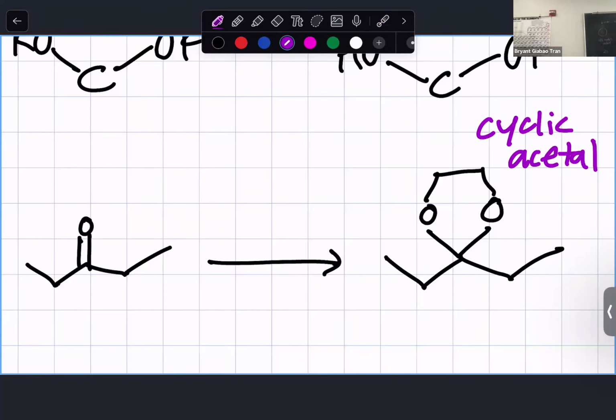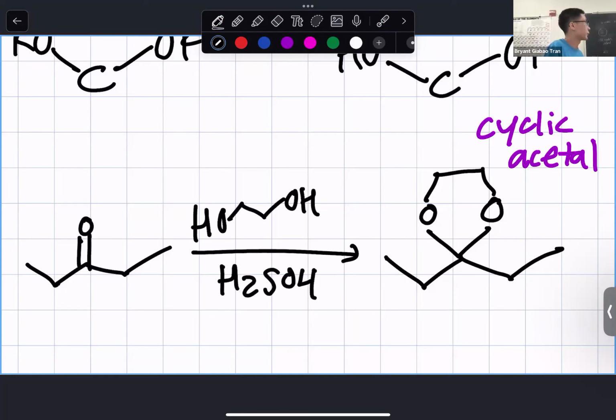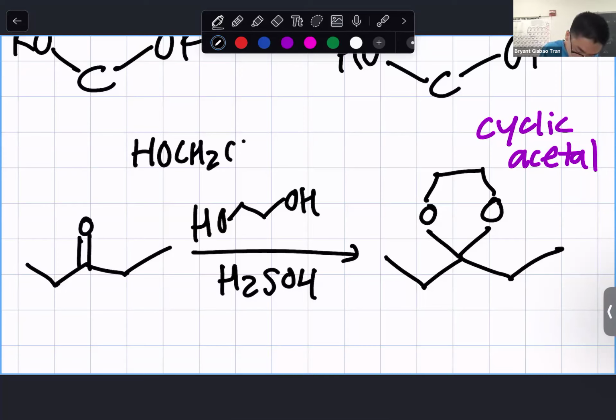Now this cyclic acetal here is not electrophilic. It's not going to react with Grignard. It's safe from Grignards. And the reagent to do that is this diol here in some kind of acid, like H2SO4 or H3O+. You could see it like this on the exam or practice sometimes: HO, CH2, CH2, OH. That's the same thing as this HO, CH2, CH2, OH.